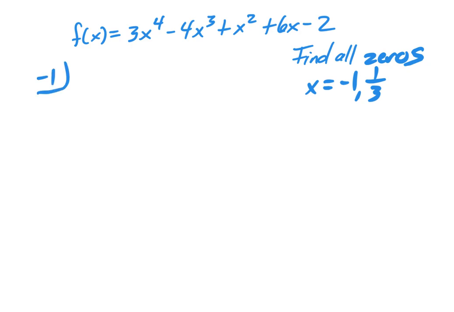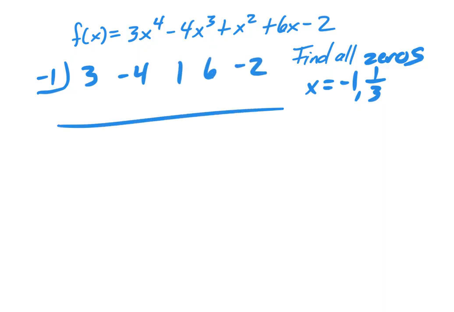I'm going to start with -1 first, just because it'll be a little bit easier than the 1/3. It's not a fraction. 3, -4, 1, 6, -2. But if I have 2 zeros, it doesn't matter which one I start with. I could have started with the 1/3. Both of them are zeros, and whichever one I choose to use, they both should give me a remainder of 0.